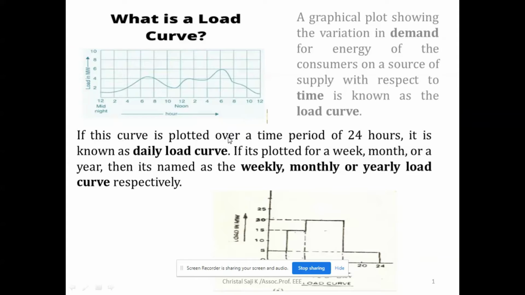If this curve is plotted over a time period of 24 hours, it is known as daily load curve. If it is plotted for a week or month or a year, then it is named as weekly load curve, monthly or yearly load curve respectively. Okay, here shows some examples of load curve.